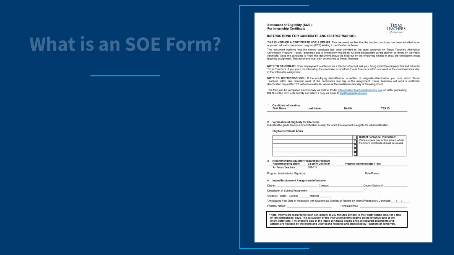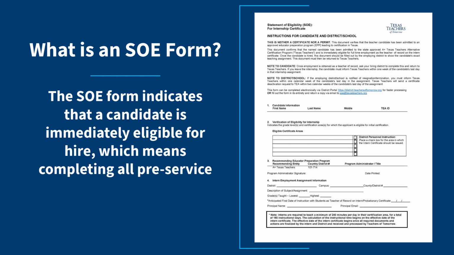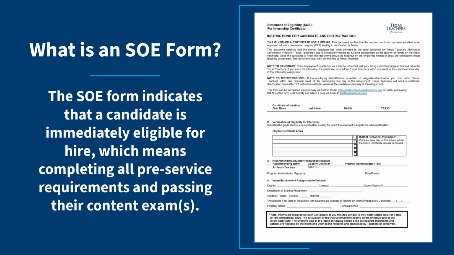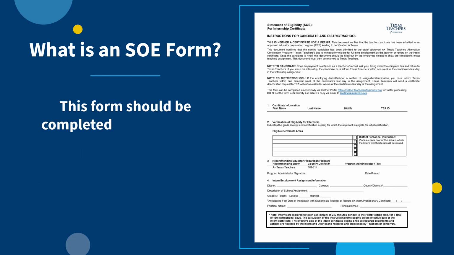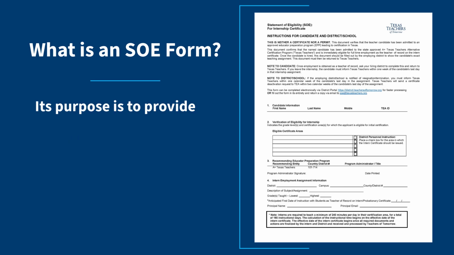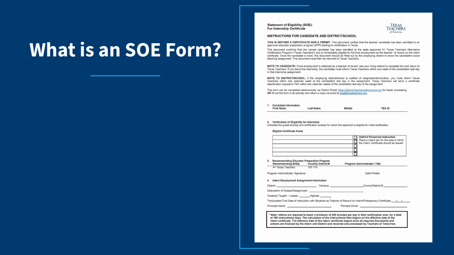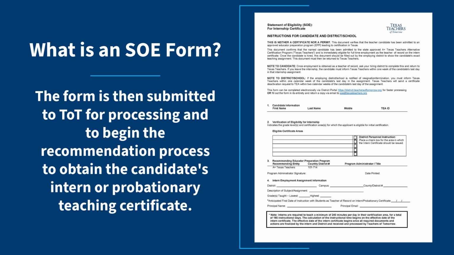The SOE form indicates that a candidate is immediately eligible for hire, which means completing all pre-service requirements and passing their content exams. This form should be completed in its entirety by a district representative once a candidate is hired. Its purpose is to provide all details of the teaching assignment, the assigned mentor teacher, and designated district representative. The form is then submitted to TOT for processing and to begin the recommendation process to obtain the candidate's intern or probationary teaching certificate.